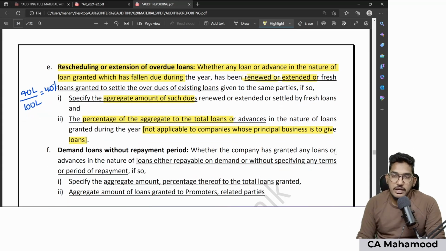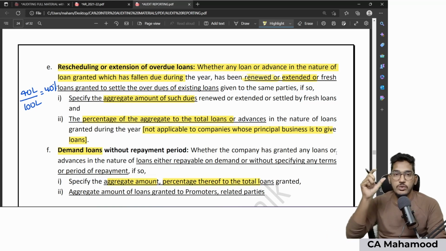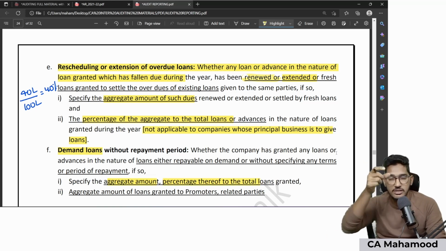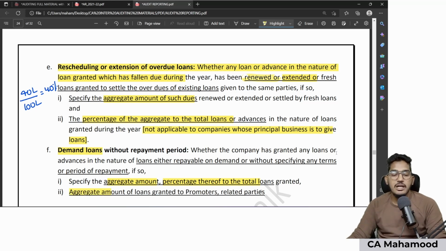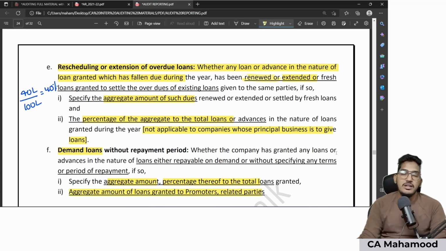And one more last point under this third point: whether your client has given any demand loans. Demand loans means your client is giving loans without mentioning any repayment period. So if you find that your client is giving loans without mentioning any repayment period, you need to mention in the audit report the total amount of such loans given without a repayment period. Here also calculate the percentage: how many total loans are there, and out of that how much percentage is in the form of demand loans. And along with that, tell how much amount has been given to promoters and related parties.